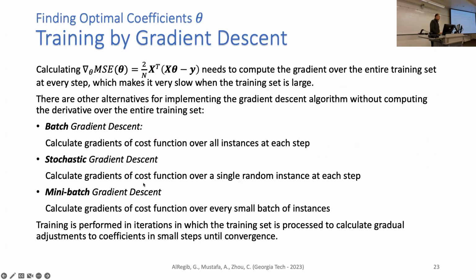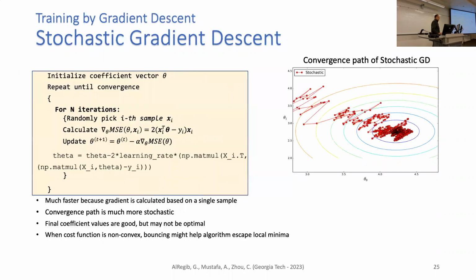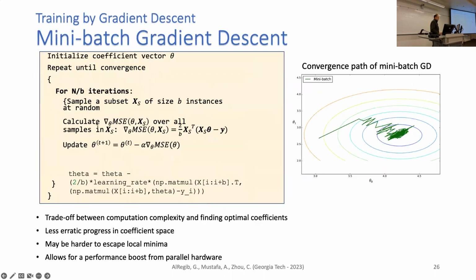Now, what you do is take your data, and this is basically the practice in real implementations. You take your data and split it into batches, right? You have to decide on what that batch size should look like. If you look at the pseudocode for this one, we take a subset, we call it x sub s, of size b instances at random.